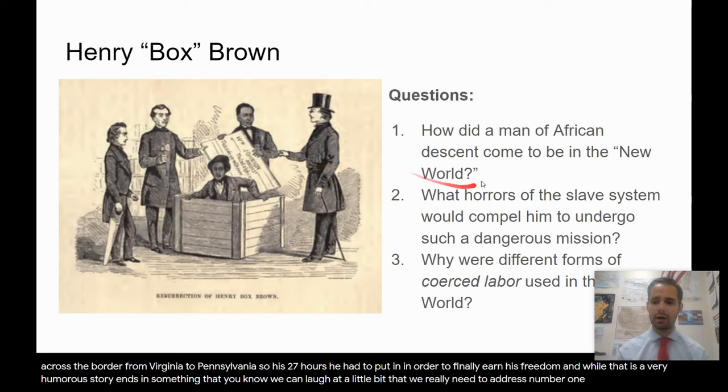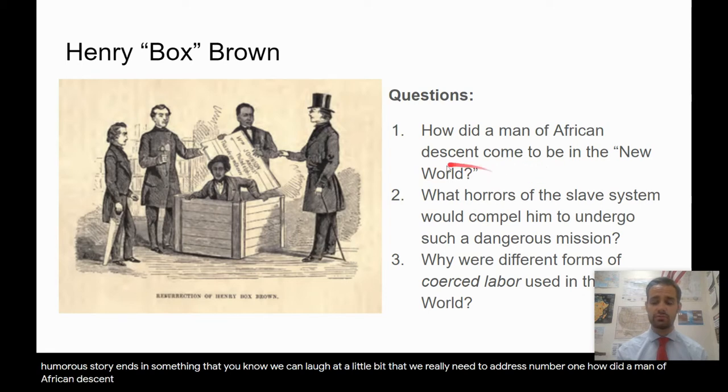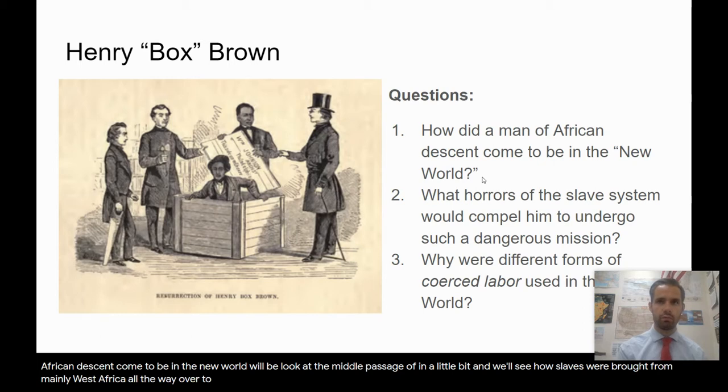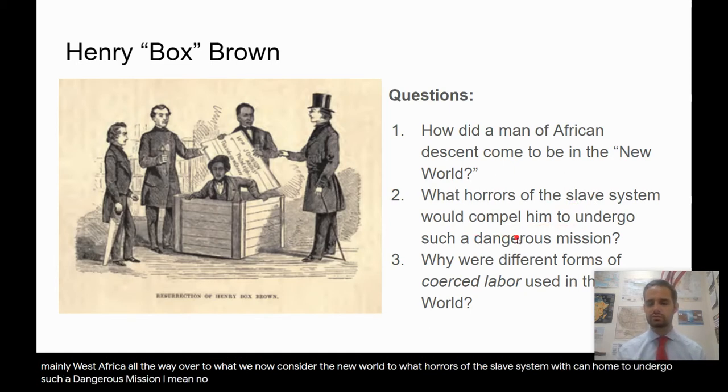Number one, how did a man of African descent come to be in the New World? We'll be looking at the Middle Passage in a little bit, and we'll see how slaves were brought from mainly West Africa all the way over to what we now consider the New World. Two, what horrors of the slave system would compel him to undergo such a dangerous mission? I mean, none of us would want to be crammed in a box. And this box makes it look big. It makes it look like it was comfortable. It was very much not comfortable.